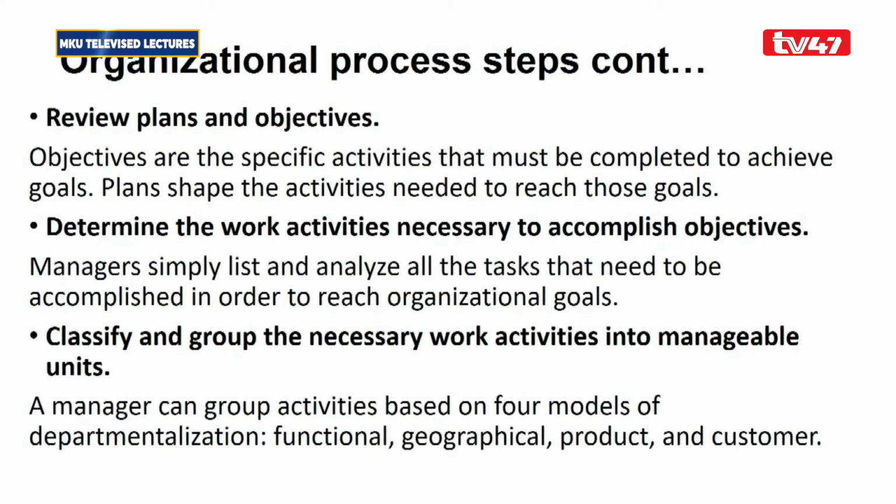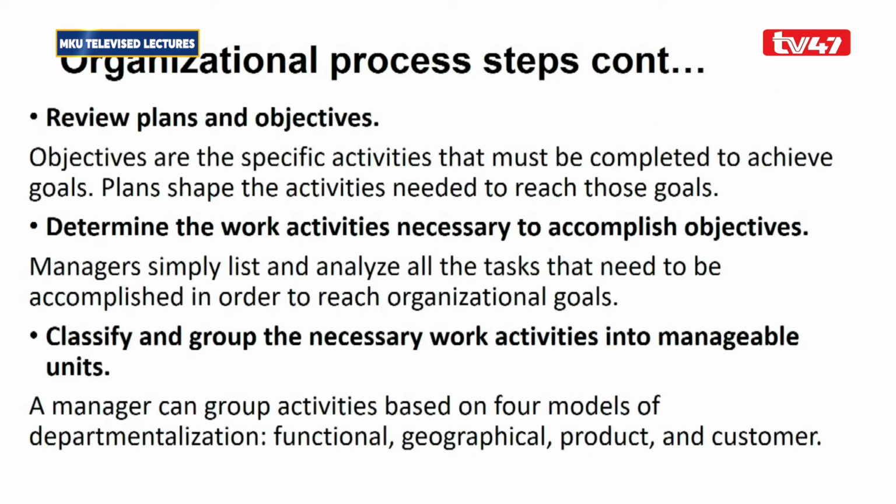We have, number one, you have to review plans and objectives. Every organization has a yearly plan, maybe a 5-year plan and so on. So it's good to have a clear description of the plans and the objectives of the organization. The objectives are the specific activities that must be completed to achieve the goals of the organization, and then plans shape the activities needed to reach those goals. So it's good to have plans and objectives of the organization.